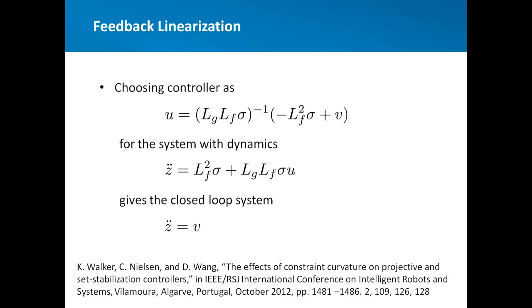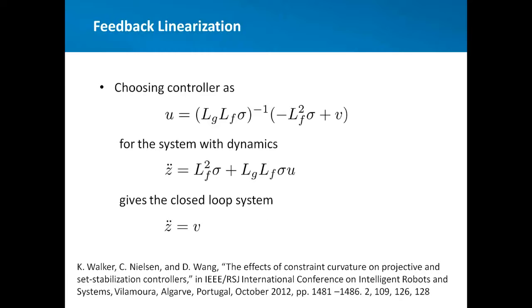So what this does is essentially subtract away the dynamics of the robot and then add in the dynamics that we want it to have. And so you have this very simple closed loop system that says that z double dot is going to be equal to v, and we can choose v to be whatever we want it to be. So that's how you actually get your desired dynamics implemented in the system. And there's the paper that I was talking about before.